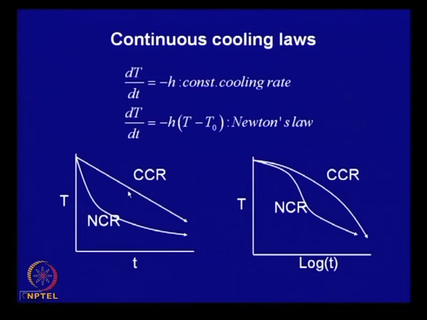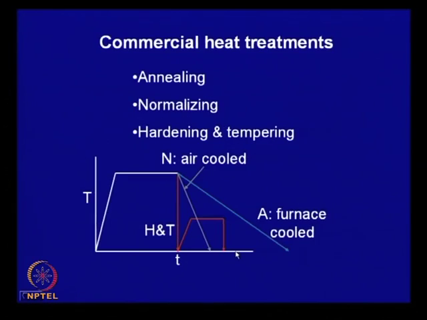To sum up, if you plot the temperature against time, this is the constant cooling rate, and this is the Newton or natural cooling rate, that is, with decreasing temperature the cooling rate goes on decreasing. But if you superimpose this on a temperature against log T plot, the shape of the curve may look like this. Now, let us see what are the common heat treatments we are going to look at.